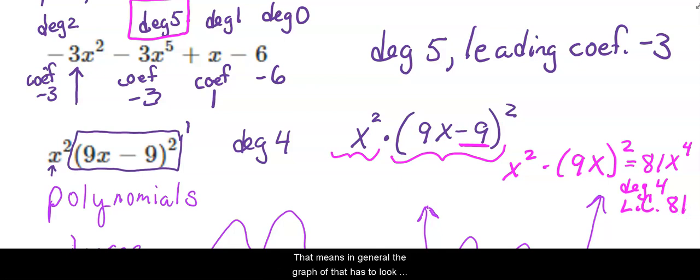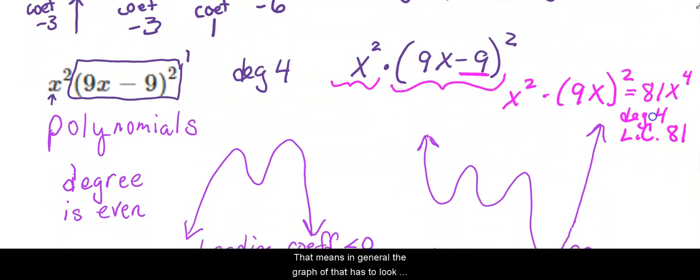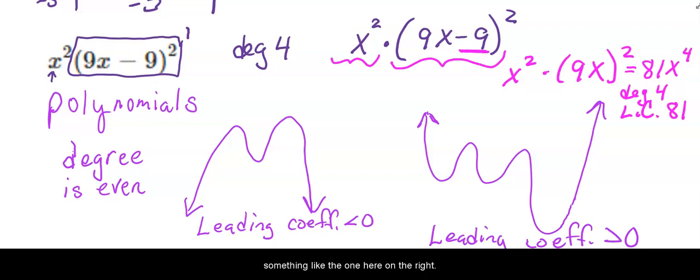That means in general, the graph of that has to look something like the one here on the right, where the two arms are going up. In a moment, we'll talk about how to know how many terms it can have, or what are called turning points.